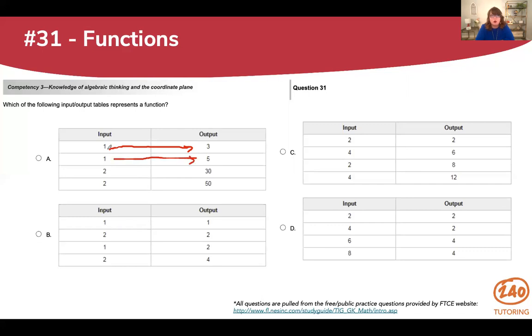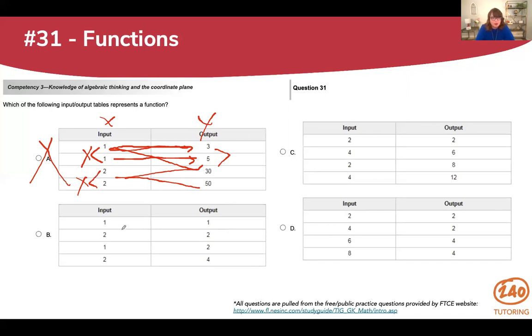We could draw it like this, guys. 1 goes here and here. So it's telling you the x value of 1 has 2 different y's. So x, y. It has 3 and 5. The x value of 2 has 2 different y's. It can go 30 or 50. So A cannot be a function.